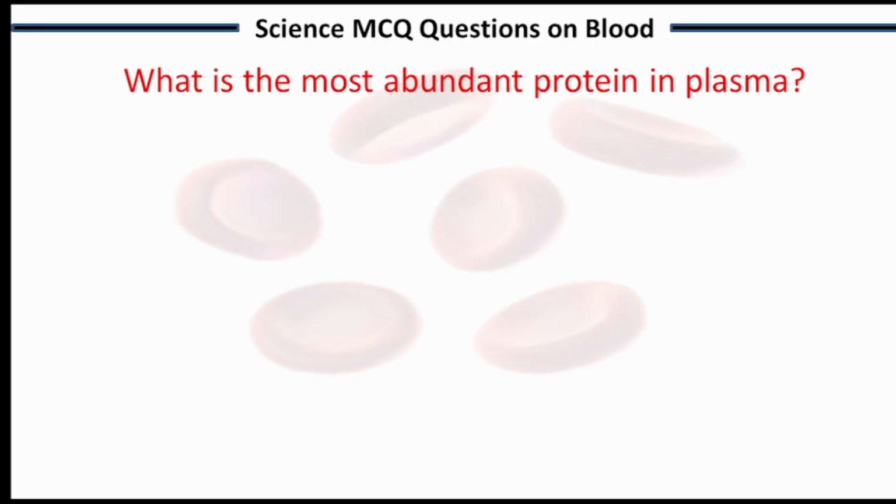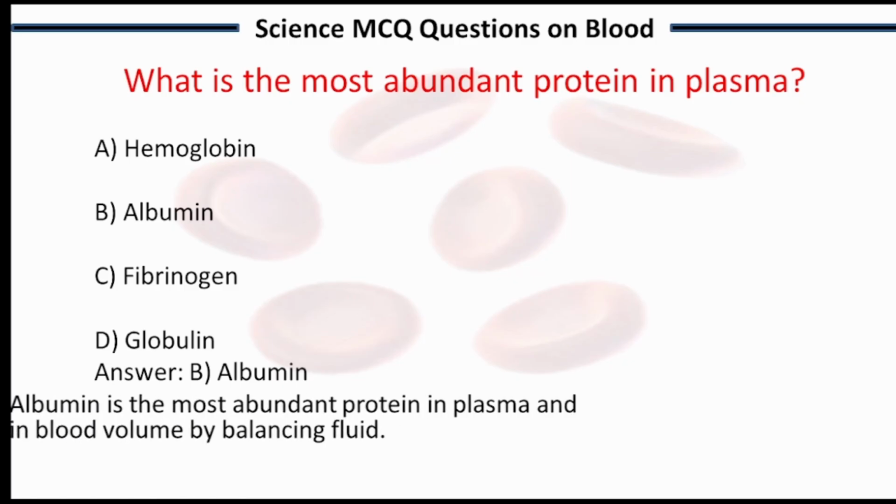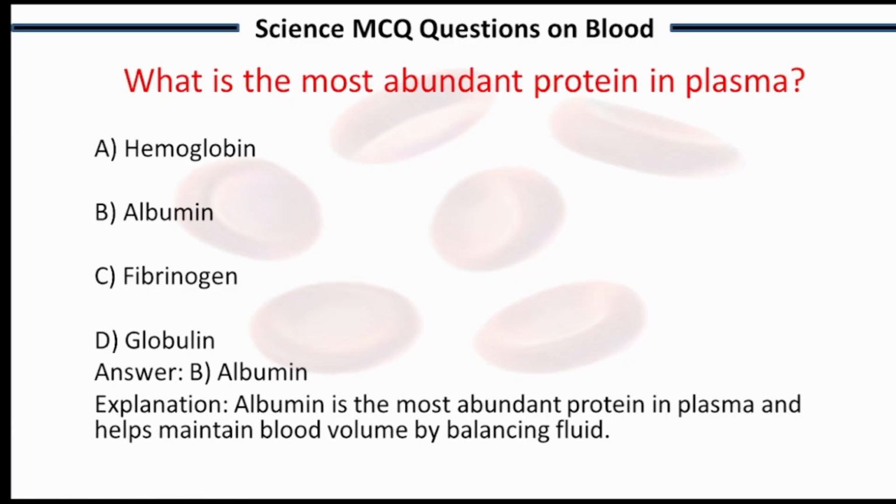What is the most abundant protein in plasma? Option A hemoglobin, option B albumin, option C fibrinogen, option D globulin. Right answer is albumin. Albumin is the most abundant protein in plasma and helps maintain blood volume by balancing fluid.